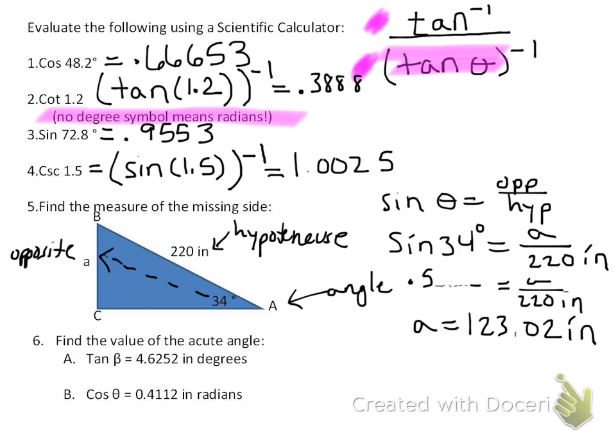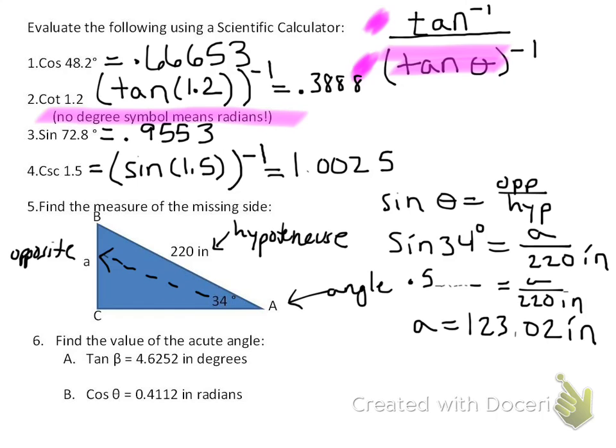I'm going to remind you guys about this every day, because I can't express to you enough how important it is. Because if this was a quiz question, you would get a point here for setting up your relationship. Sine of 34 degrees is A over 220 inches. You would get a point for finding the correct answer, because you pushed the correct calculator buttons. Yes, I'm giving you a point for pushing buttons on a calculator. And then your third point would be to remember your unit of measure.